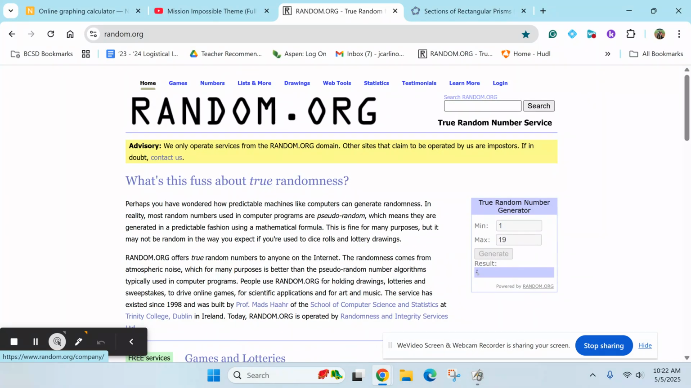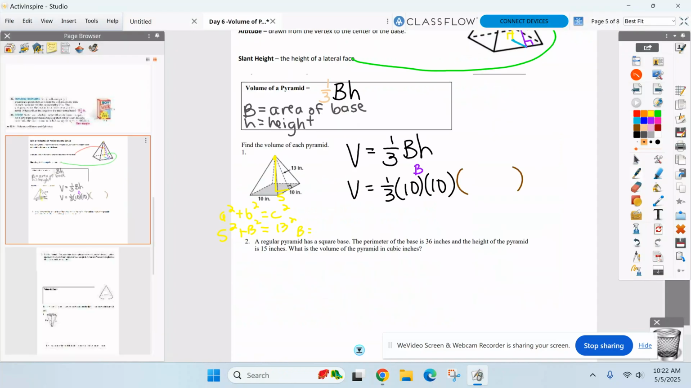When you have the height, let me know. Aylin, when you have the height. 12. And that's the height I want. I do not want slant height. I want the altitude in there. And we end up with 400.